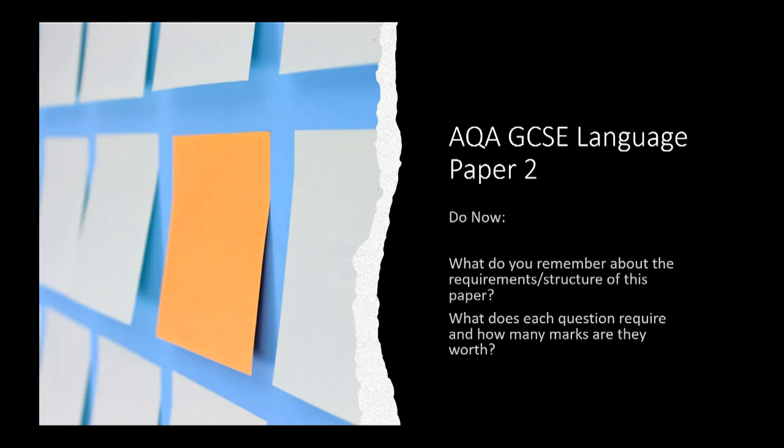All right, so here's a quick do now, as we like to say, and I will stay quiet for this. I'll give you 60 seconds. It'd be interesting to know what you already know and remember about the structure and the requirements of this paper. So if you can just jot down on a piece of paper, question 1, 2, 3, 4, 5. Tell me how many marks each question is worth, what the question's asking you to do, and maybe how many minutes you'd spend on each of those questions. I'll set a little timer for 1 minute and give you the time to do that.